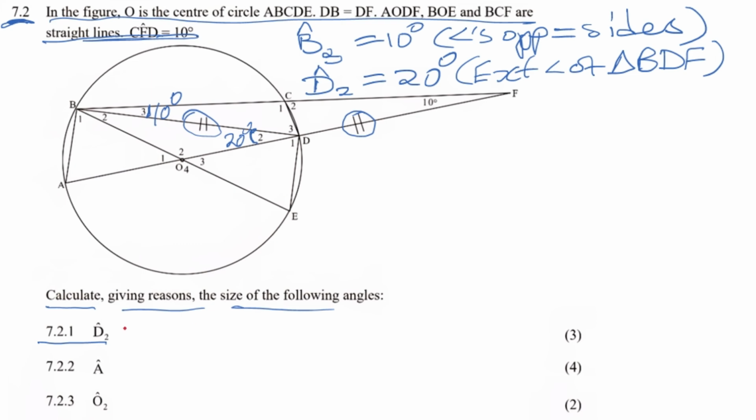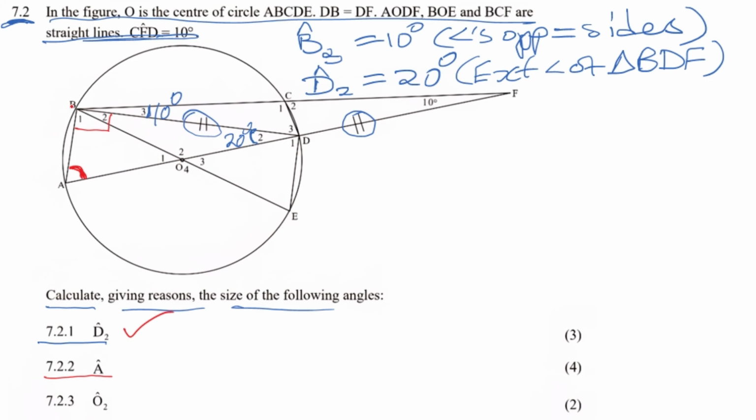Okay, we have answered 7.2.1. Now we need to answer 7.2.2. It says we must find angle A. That is the angle that we are looking for there. We need to find that angle. Now you can see, since this one is the center, AOD is a diameter. This one is a diameter. And therefore, a diameter subtends 90 degrees at the circumference.